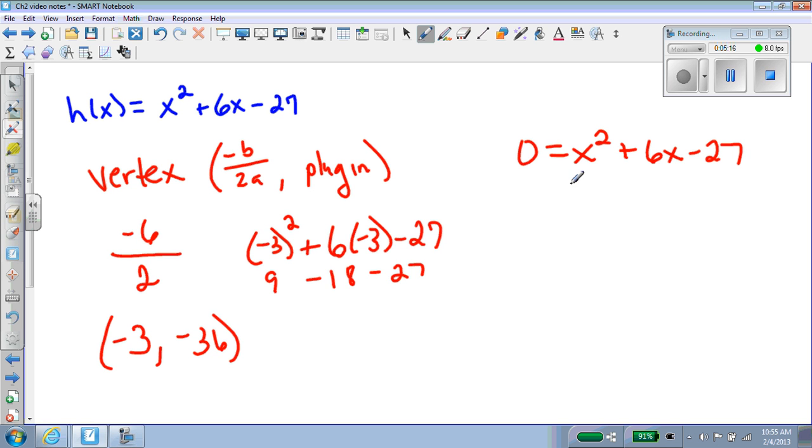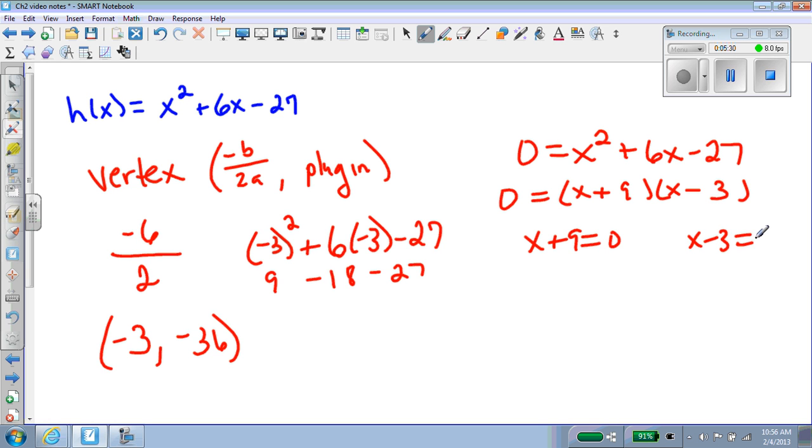Okay, I think this will factor: x and x, 9 and 3, with a positive 9 and a negative 3. So x plus 9 equals 0, x minus 3 equals 0. So at (-9, 0) and (3, 0).